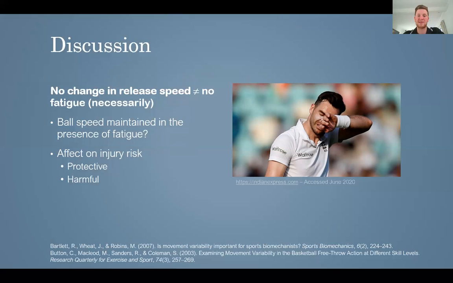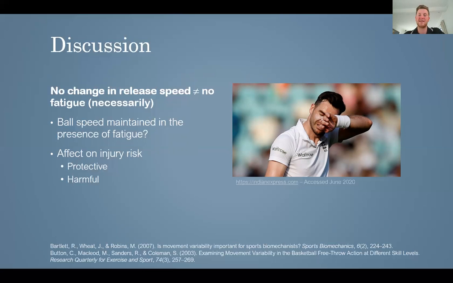There are 2 reasons that this could have occurred. The first is that bowlers were not actually trying to bowl as fast as they could, which is a very realistic possibility. But the second, and perhaps the more interesting reason, is that bowlers subconsciously changed their mechanics in order to maintain release speed in the presence of fatigue. And this might help to explain why the magnitude of variability was so high.